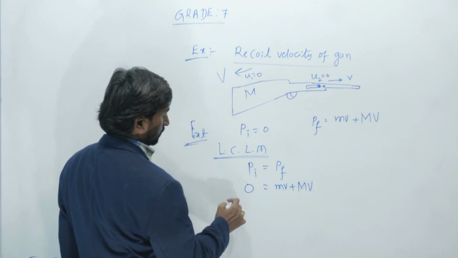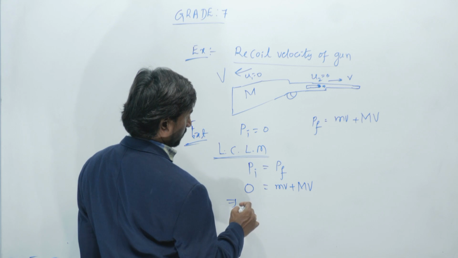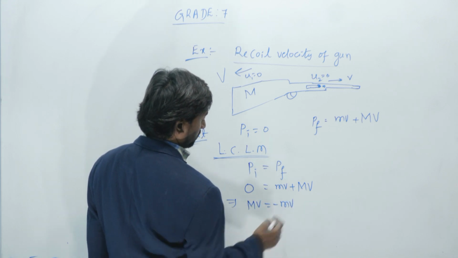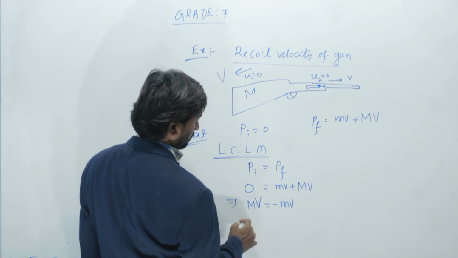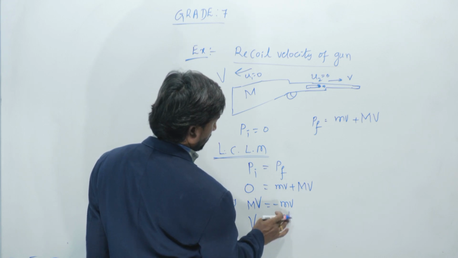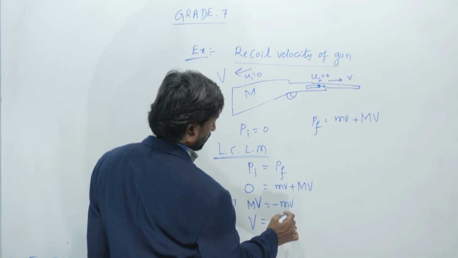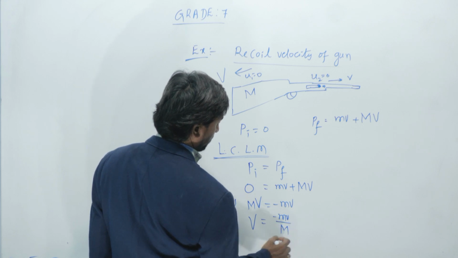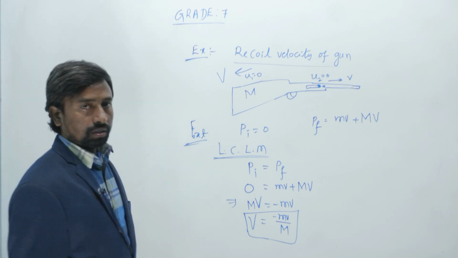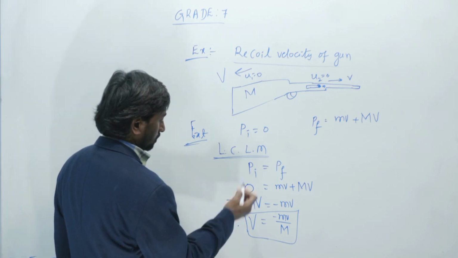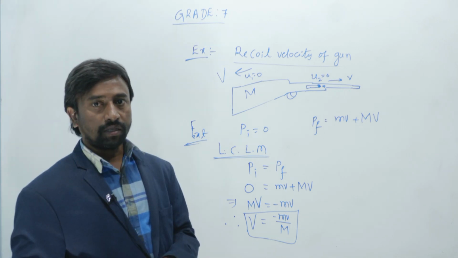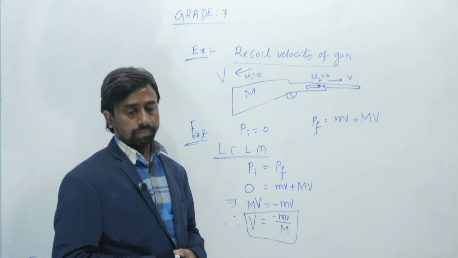So from this, the recoil velocity of the gun: if you bring capital M into V to this side, it will become minus m into v. This capital V is the recoiling velocity. So V equals minus small m into small v divided by capital M. So this is the recoil velocity of the gun, due to Newton's third law of motion.